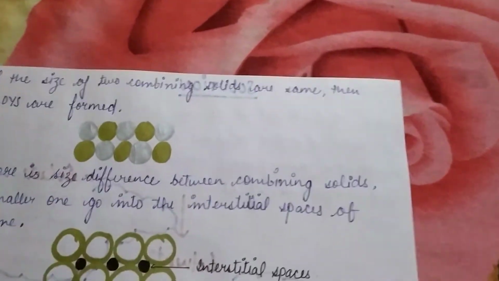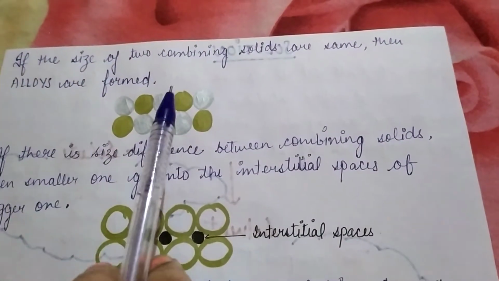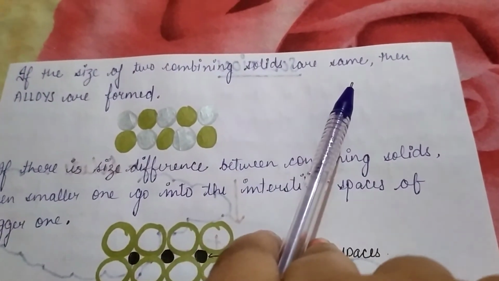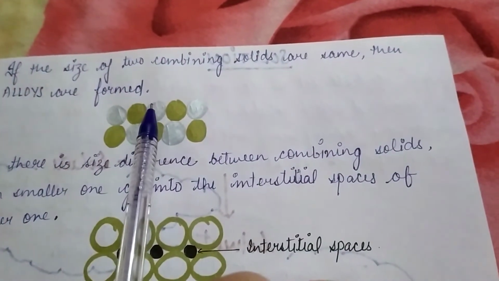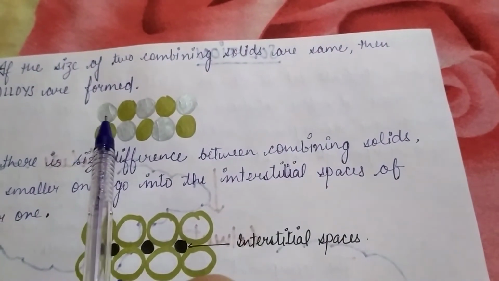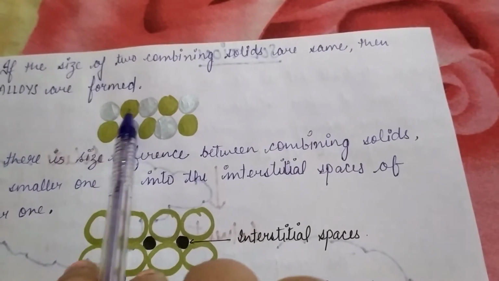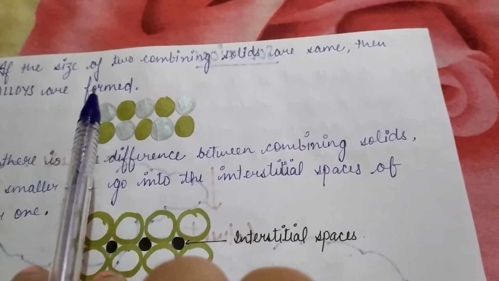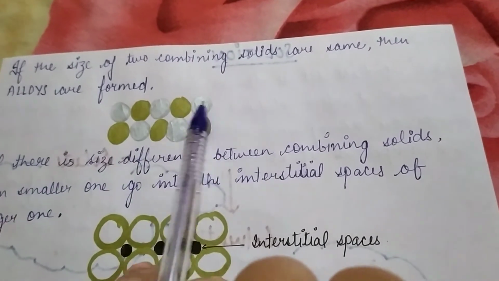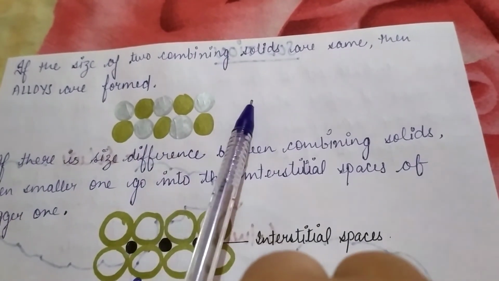See, if the size of two combining solids are same, then alloys are formed. Like I am having two solids, one is this and one is this. Size of both the solids is also almost same. So in that case, the solution formed is known as alloys.